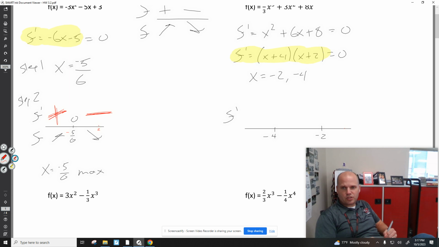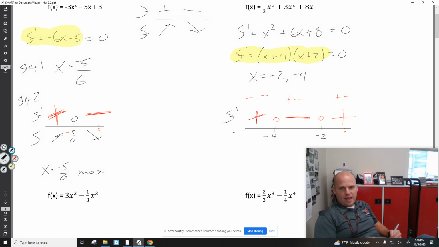Plugging in something like 0. Notice how small I'm writing it so you don't get confused. Make sure you put down that these are zeros. These are when we flatten out. 0 slopes, we're constant, we flatten out. If I plug in 0, I got a positive 4 times a positive 2. Positive times positive, positive. If I plug in negative 3, positive, negative. Negative 3 plus 4 is positive 1. Negative 3 plus 2 is negative 1. So positive times negative is negative. If I plug in negative 5, negative, negative, positive.